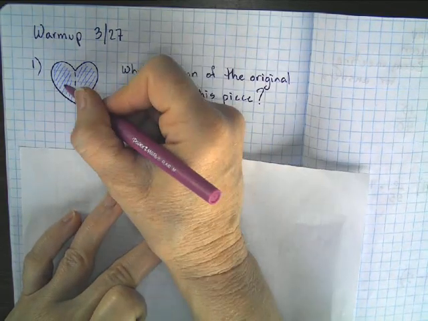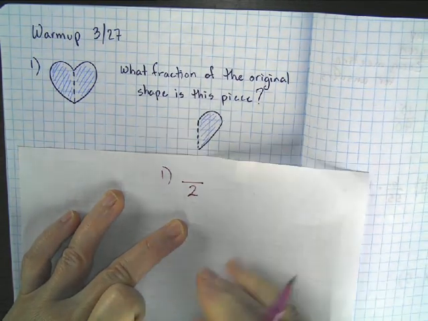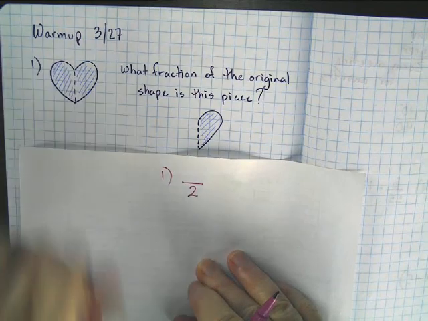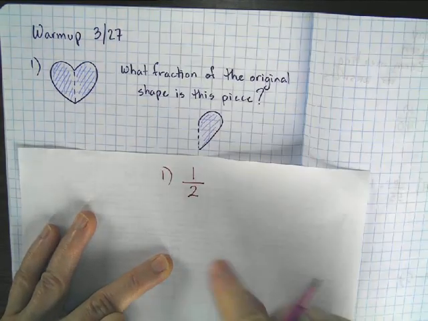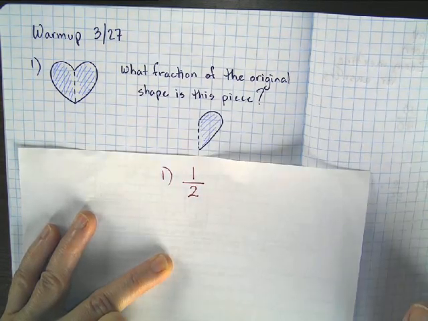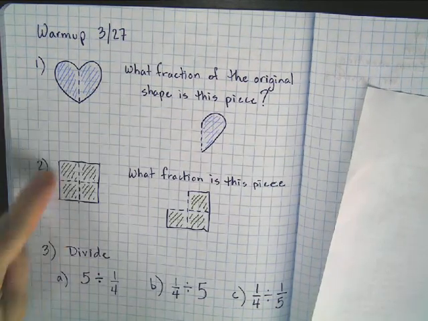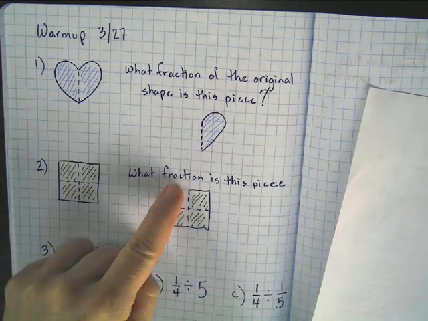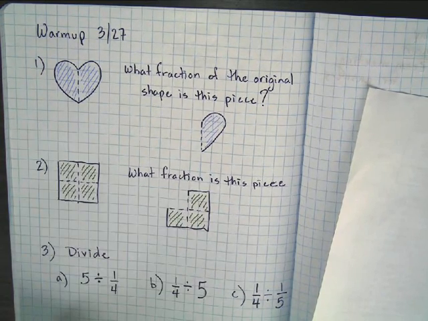Well, this has been cut into 2 pieces. So the denominator is 2, because there's 1, 2 pieces. How many pieces is this showing? It's showing 1. So the answer to number 1 is 1/2. Okay, number 2, go ahead, try it yourself. Here's the original shape. What fraction is this piece? Okay, think about it.